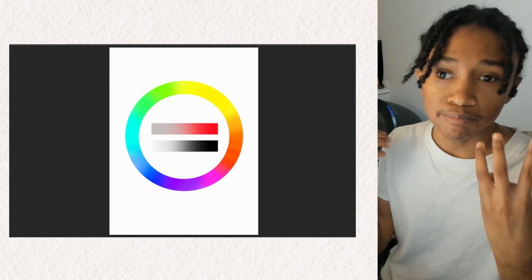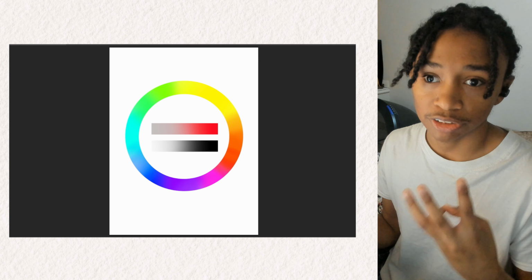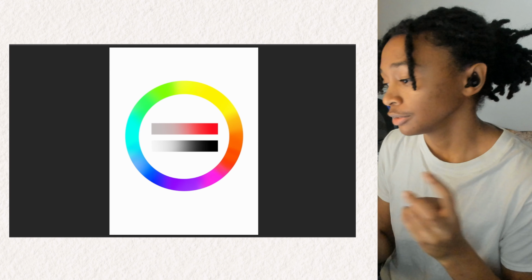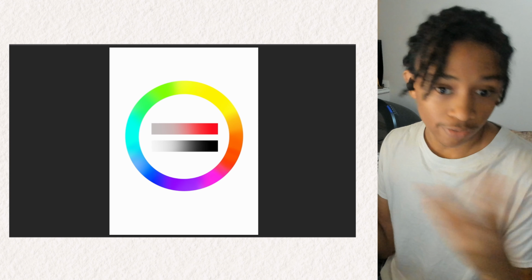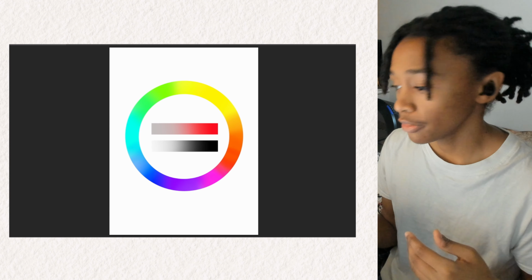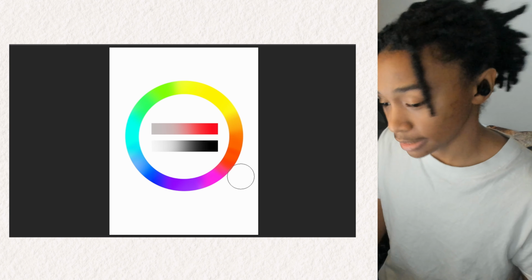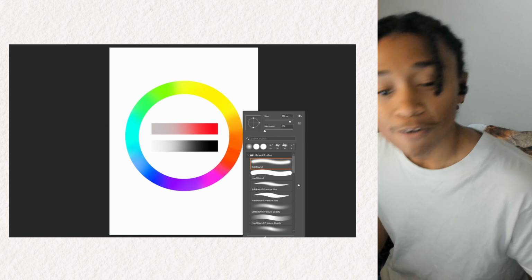The 3 main types of color schemes that you would normally see: complementary colors, triad colors, and analogous colors. There are obviously more that you can go with, but I'm going to go over these 3 for simplicity's sake.